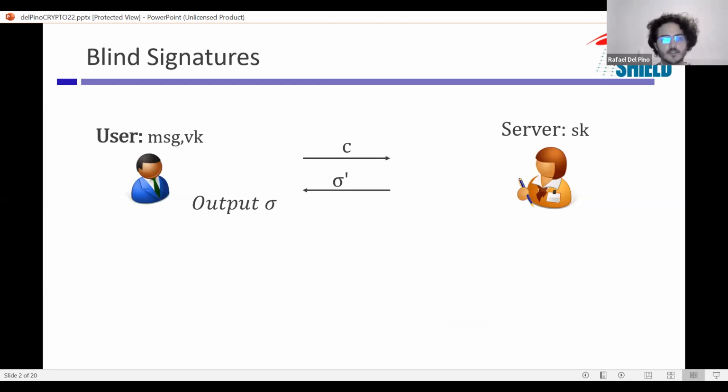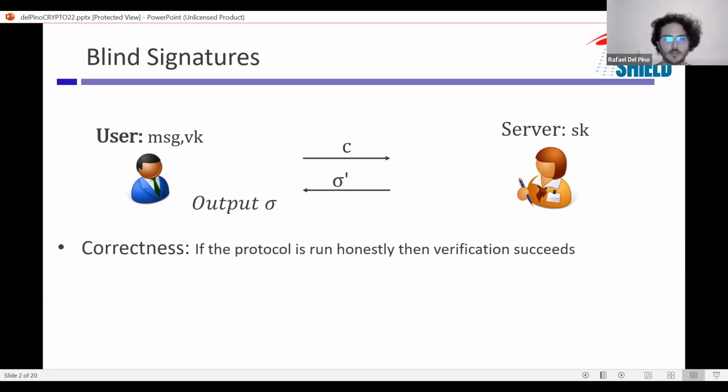So we have two parties, a user who has a message and a server who has a signing key. And the user wants to have a signature on his message under the signing key of the server without revealing his message. So we consider only round optimal solutions here, which are solutions in 2 rounds, in which first the user will send a first flow, which we'll call the commitment, and the server will send a response. And finally, the user will output a signature.